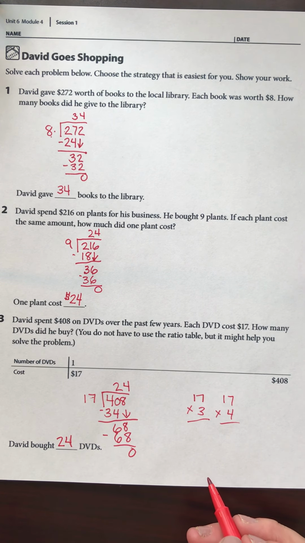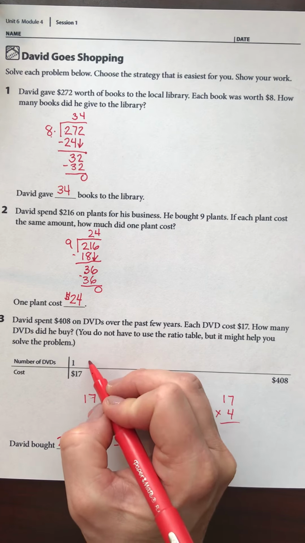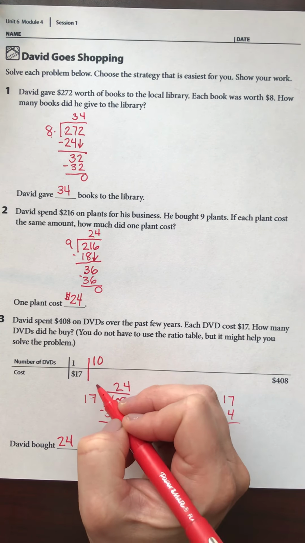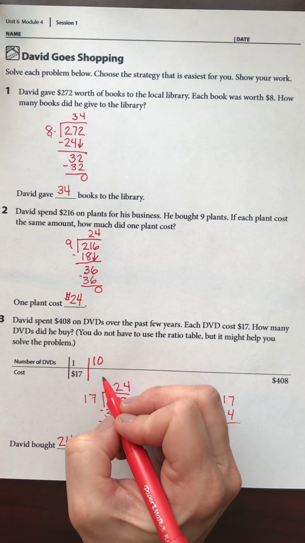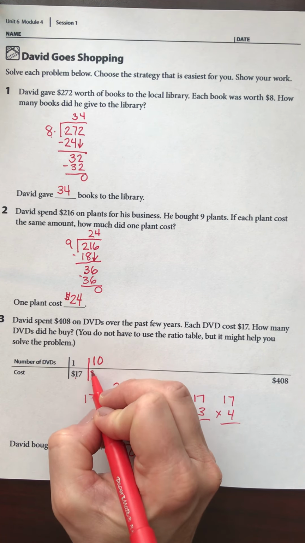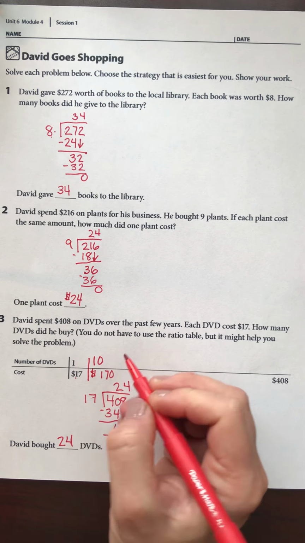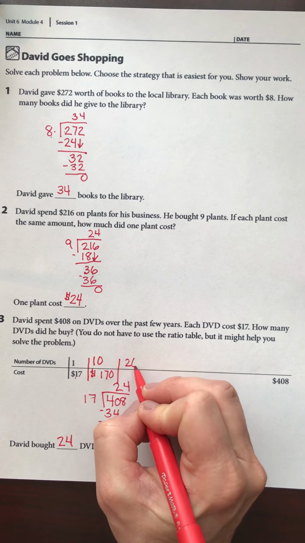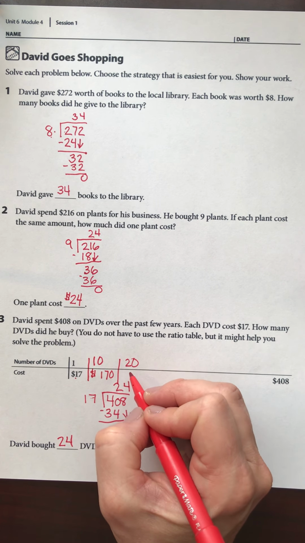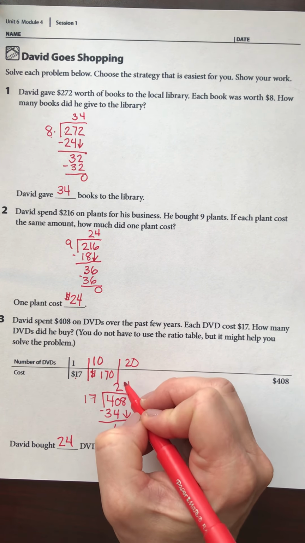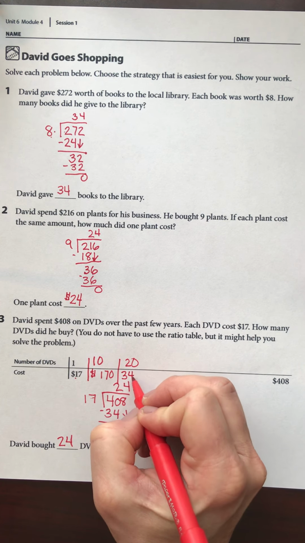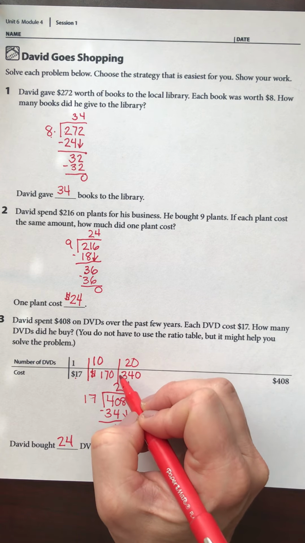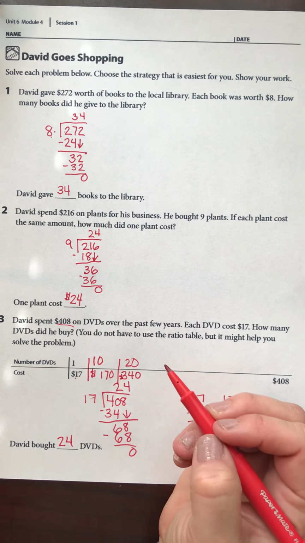Now filling in this ratio table, we start with 1 and 17. And then let's go up to 10, because multiplying by 10 is fairly simple. So 17 times 10 would be 170. And we're going to follow this pattern with times 20. So 17 times 2, we just talked about how that was 34, but it's 340 because of that 10. So now we're at $340, and we know we have to get to 408.